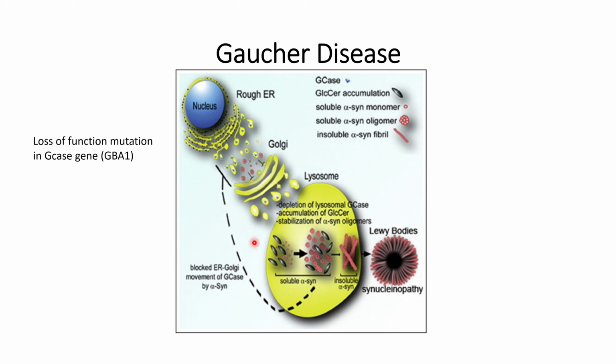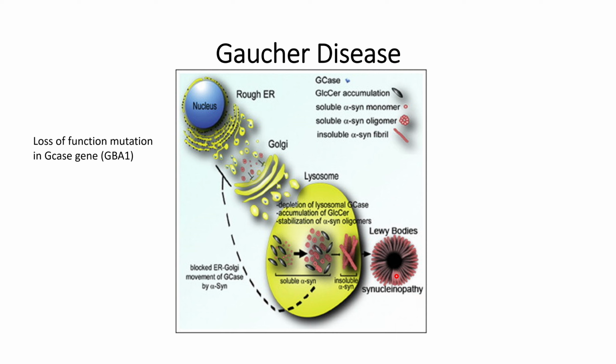However, in this case, the GCase is not functional, so it will not cause any effects. However, in a normal condition, the reduction of GCase will lead to further extension of this insoluble alpha-synuclein, that will cause problems like synucleinopathy.